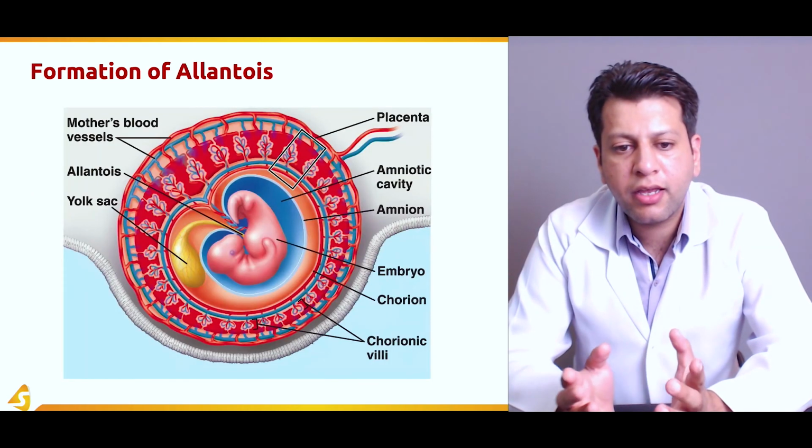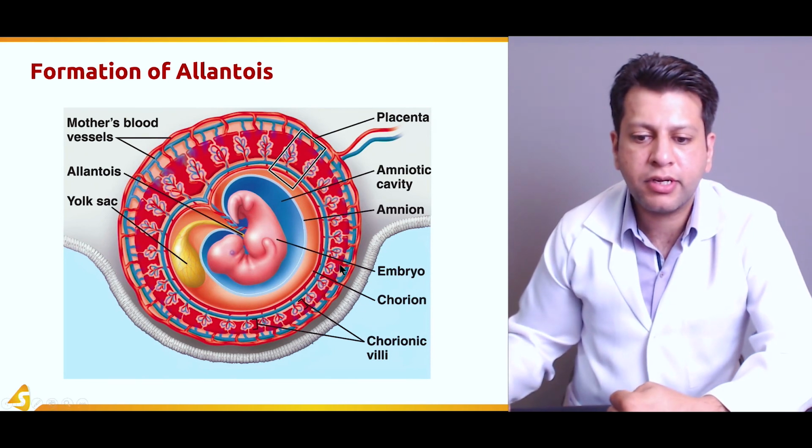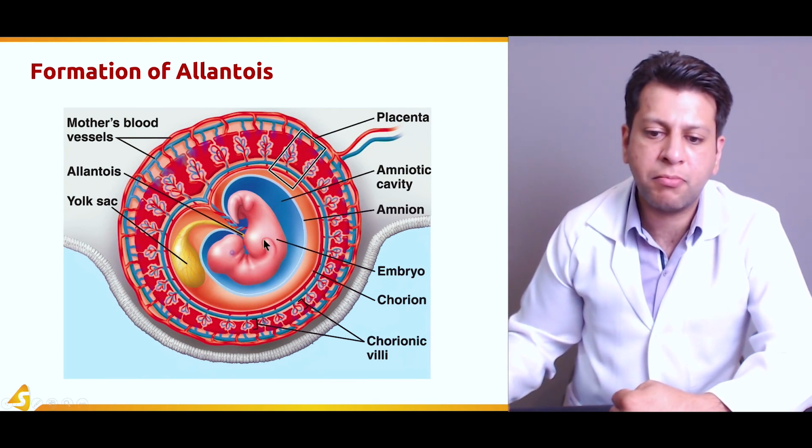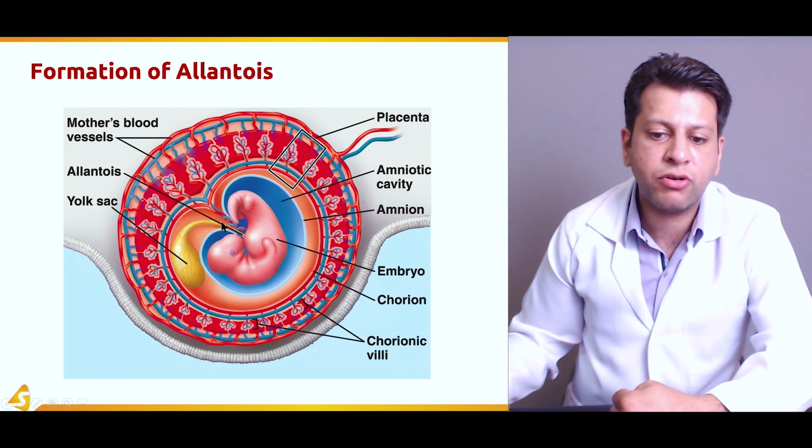This is the diagram which explains the formation of the allantois. As you can appreciate that embryogenesis is taking place, the limb buds have appeared, the upper limb buds and lower limb buds are there. Now this is the yolk sac, with the secondary yolk sac now regressed.